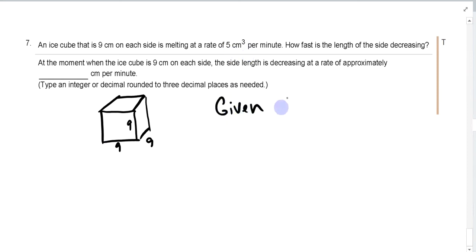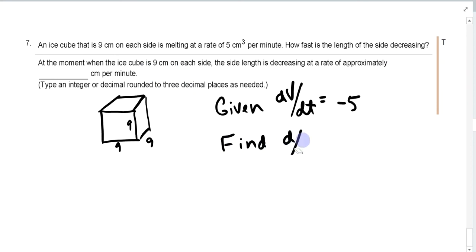So we are given dV/dt is, and because it's melting, it's deteriorating, -5 is what our dV/dt is. We're supposed to find the length of the side. How fast is it decreasing at the moment when the ice cube is 9 centimeters on each side? All right? So we are supposed to find ds/dt when s is equal to 9.